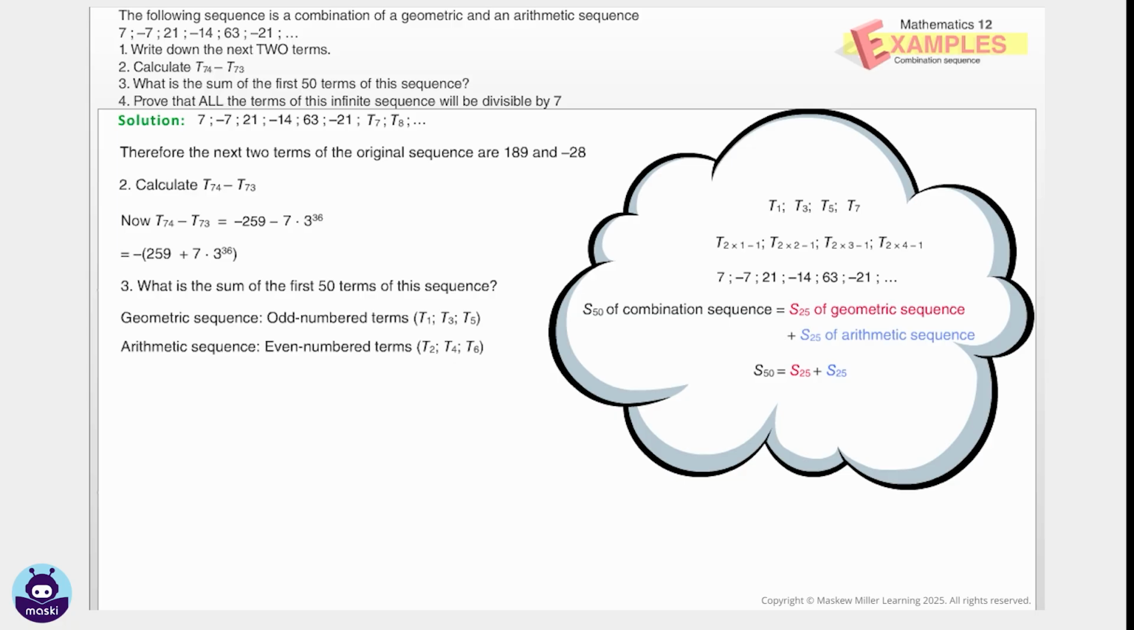Applying the formula for the sum of n terms of a geometric sequence, Sn equals a times r to the power of n minus 1 all over r minus 1. We know that a equals 7, n equals 25, and r equals 3. Substituting the values, we get S25 equals.